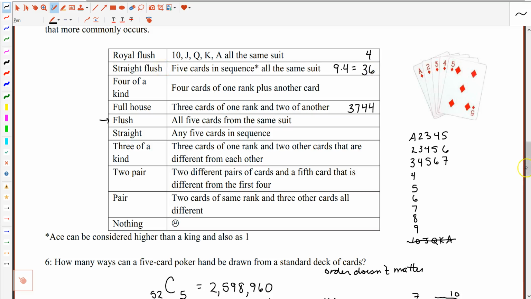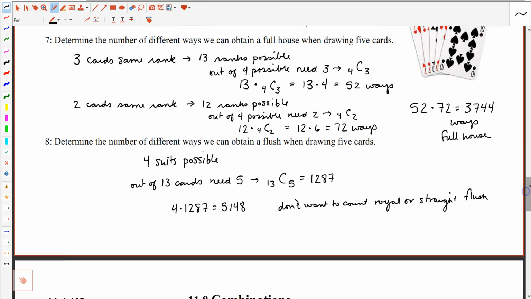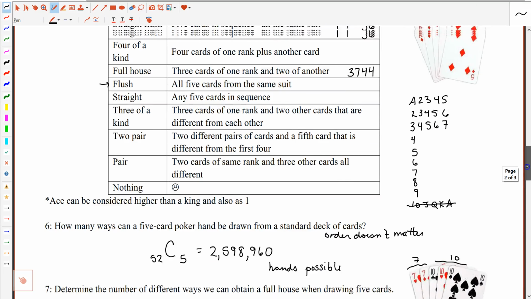So out of all of the possible flushes, we don't want to count the royal flushes or the straight flushes. So there are 40 types of arrangements that we don't want to include here. So we're going to subtract out the 40 that we don't want to count, and then that would leave us the count for how many ways there is to just get a flush. So that's going to be 5,108 ways.